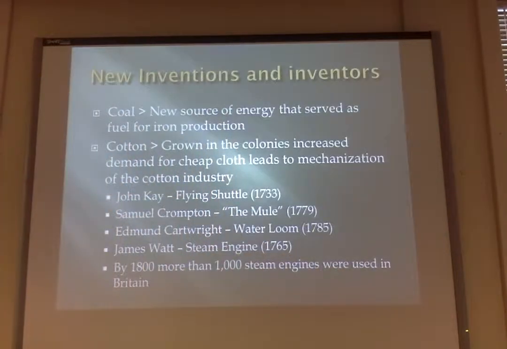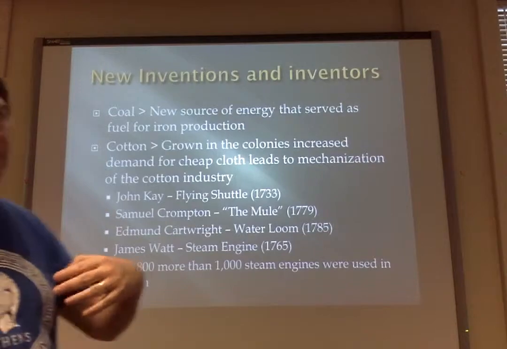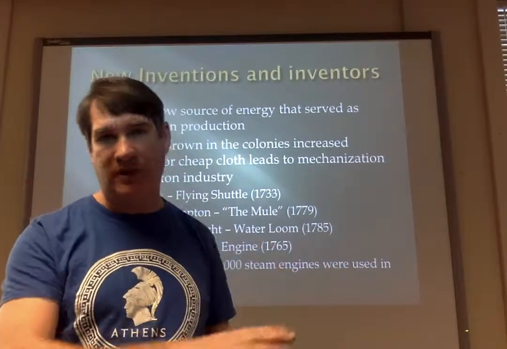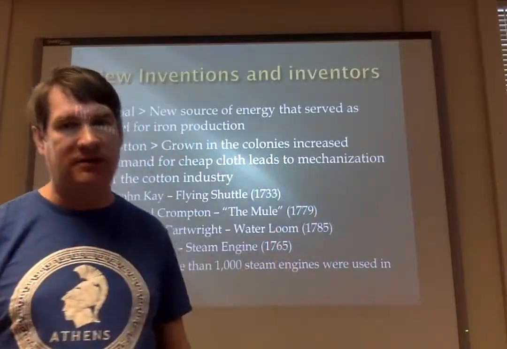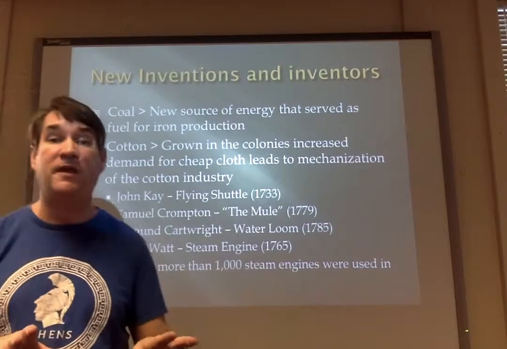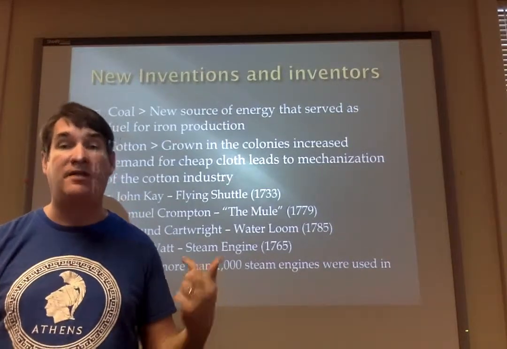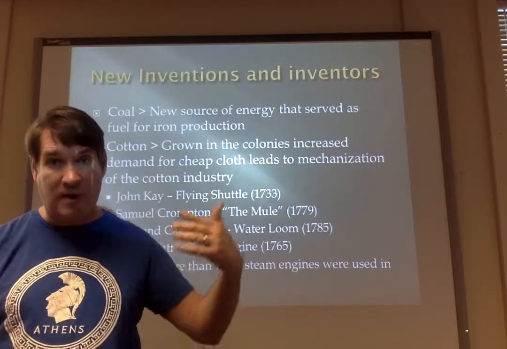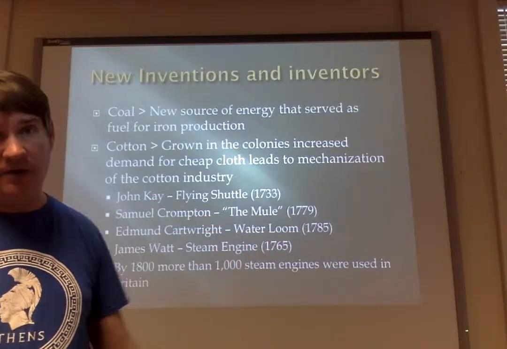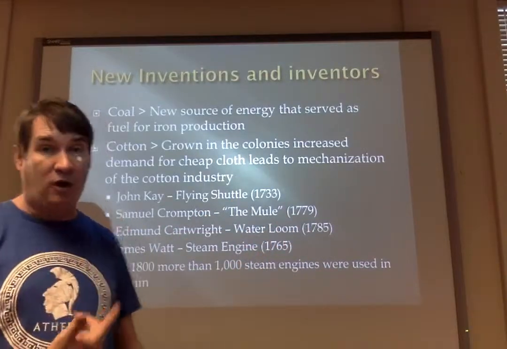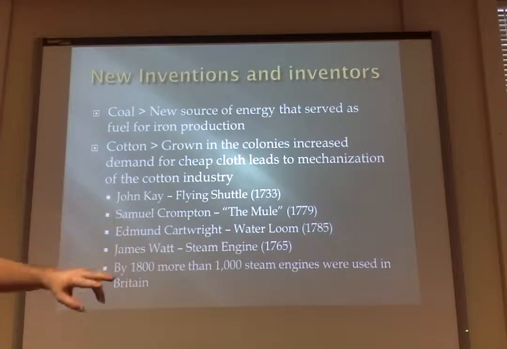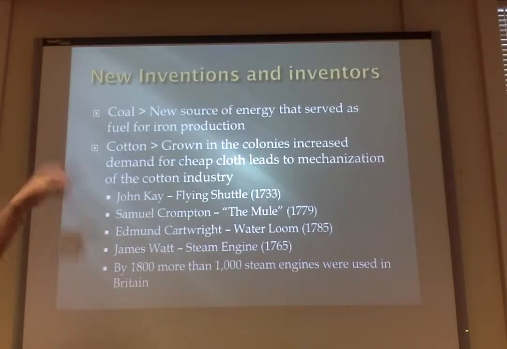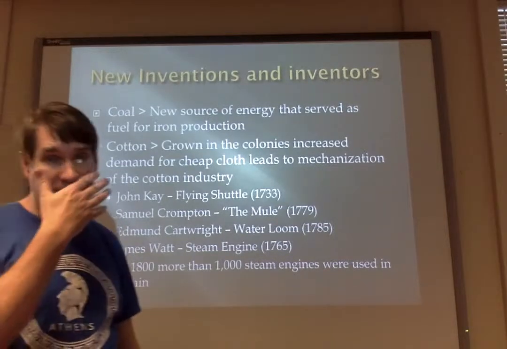All right, so new inventions and inventors. We'll get back to the idea of the working class and where these farmers went to later, but let's go ahead and back up and get to the actual inventions. And so there are certain things that are discovered during this period of time that are going to help production and help meet the demand of textiles and other industries, right? First of all, we have coal. Coal is a new source of energy that served as fuel for iron production, right? And fuel for other things as well.